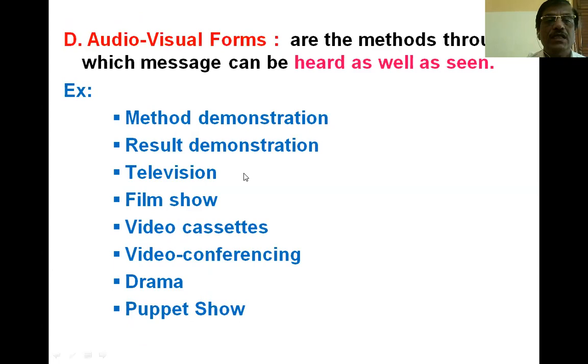The last classification is audiovisual forms. Audiovisual forms are the extension methods through which the message can be heard as well as seen. These are the examples of audiovisual aids: method demonstration, result demonstration, television, film show, video cassettes, video conferencing, drama, puppet show, etc.